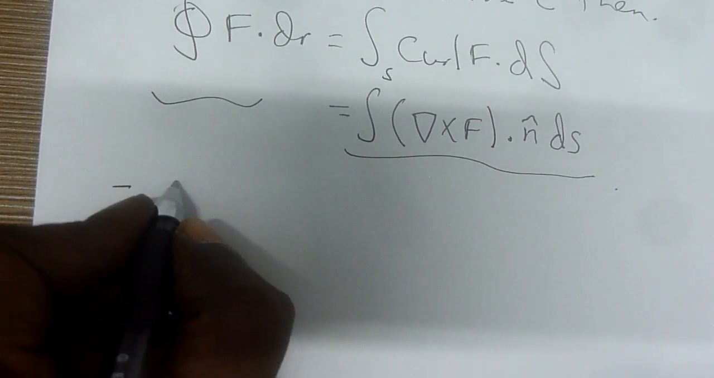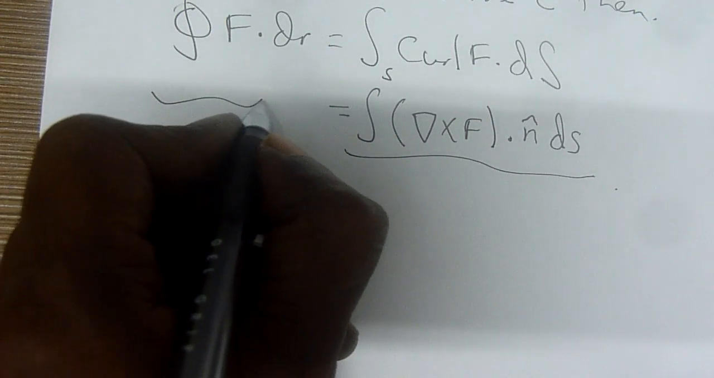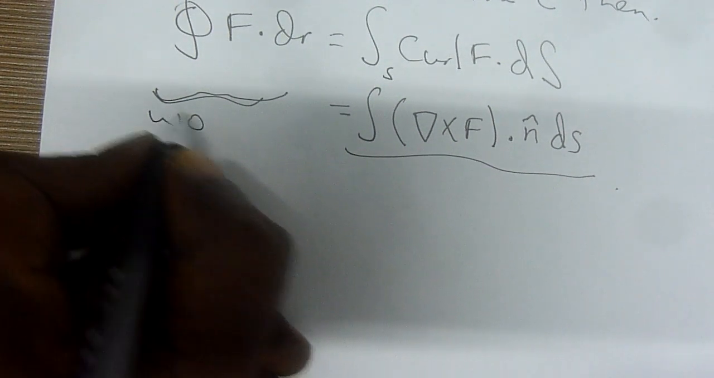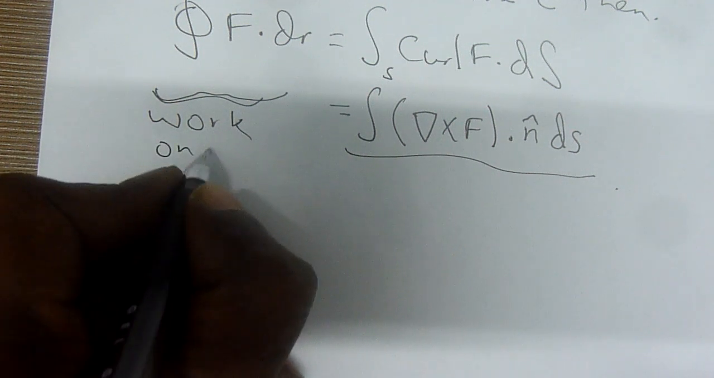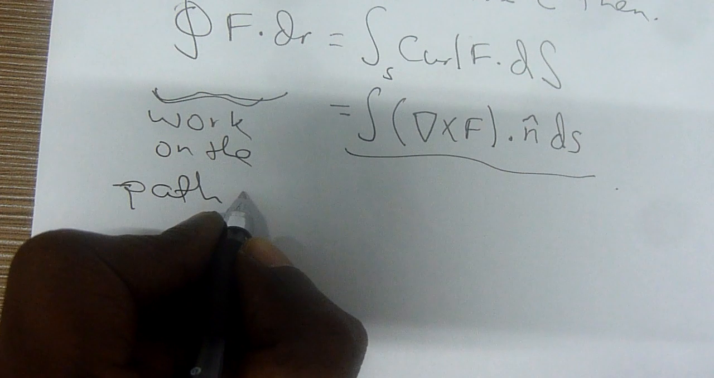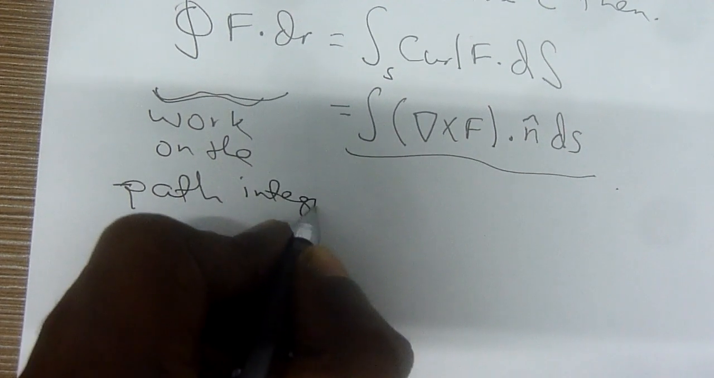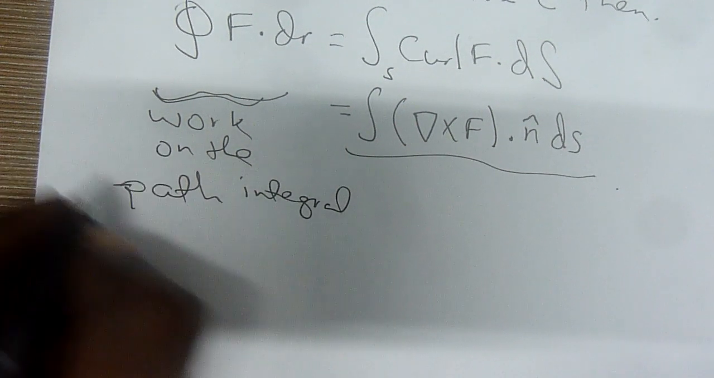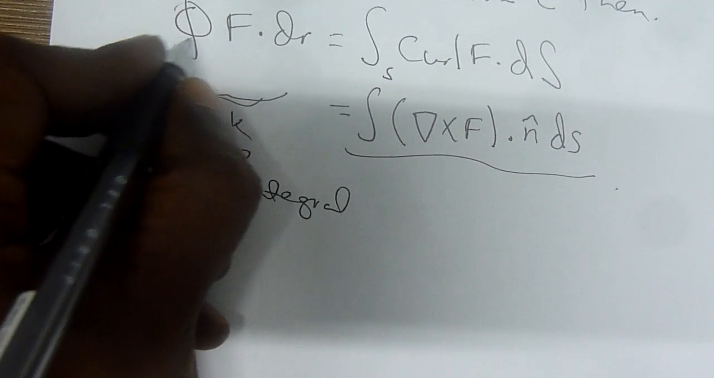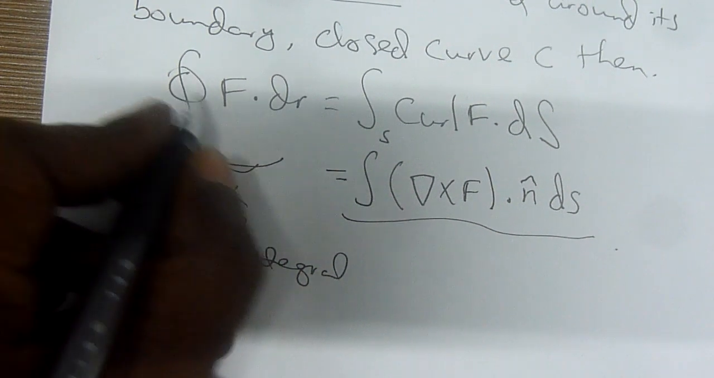Let me explain first. We know this is the work on the path, the path integral. Path means here C, the curve. Any curve, but this must be a closed loop.